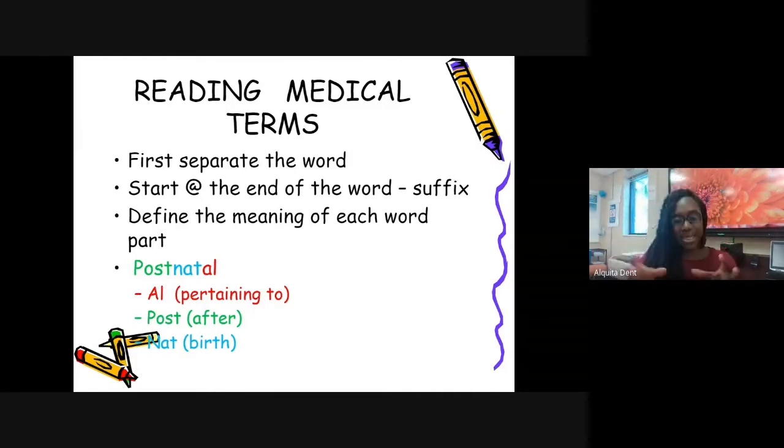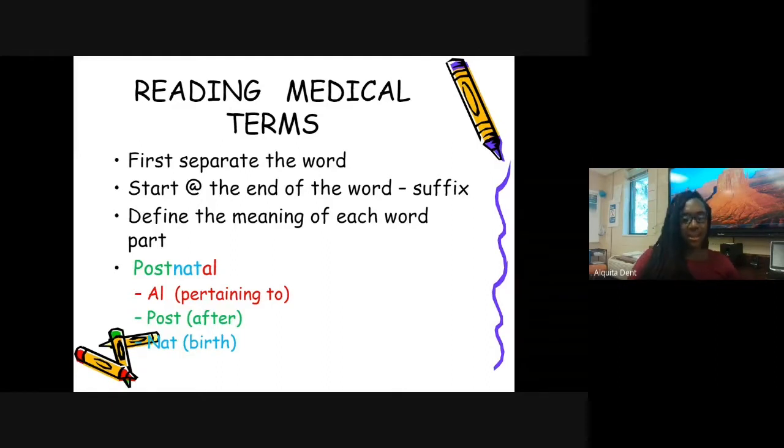First, we break the word into pieces, right? So where's the prefix, if there is one? Where's the word root? Where's the suffix? And then, all right, what does each part mean? Let's make sure we understand each piece. And then when we start reading, we read the suffix first, okay? And then if there's a prefix, you read that next, and then you read the word root.